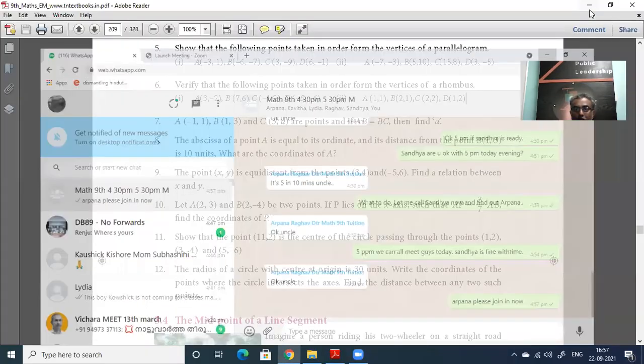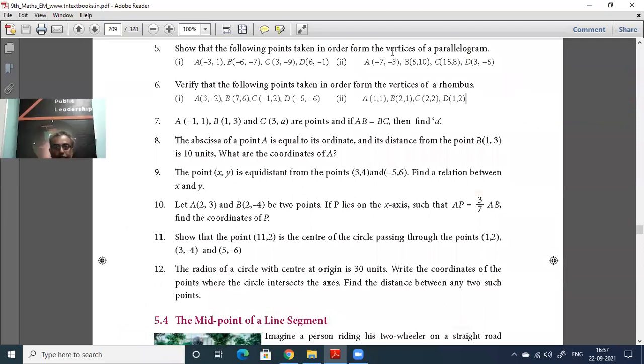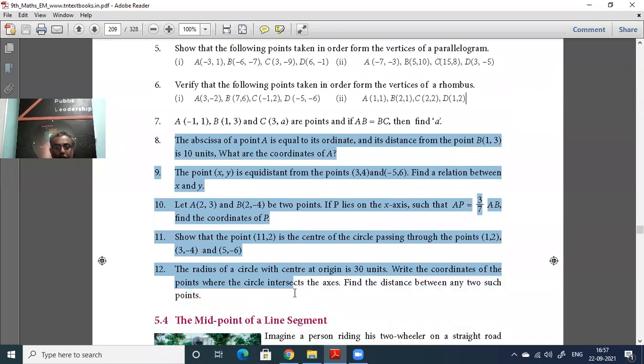We'll start the class and I'll share the screen. What we will not do is what I gave you for homework; we will not do that today. Instead, we'll do 8, 9, 10, 11, 12. Then we'll do midpoint theory and let us see if we can start something in that issue.